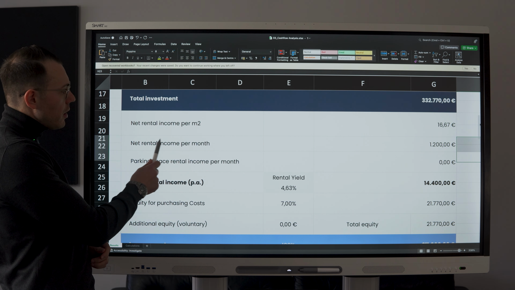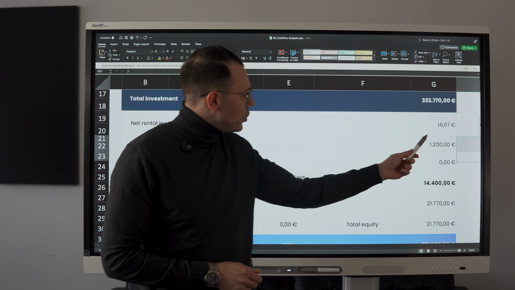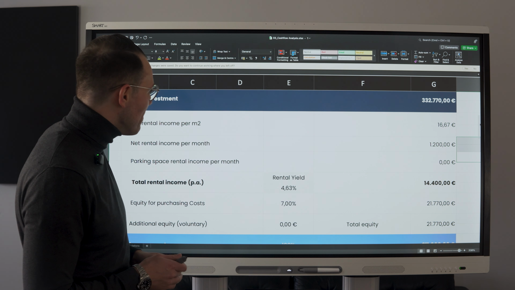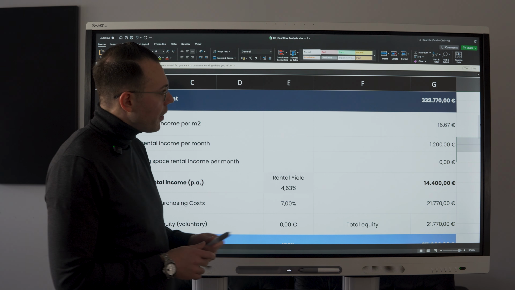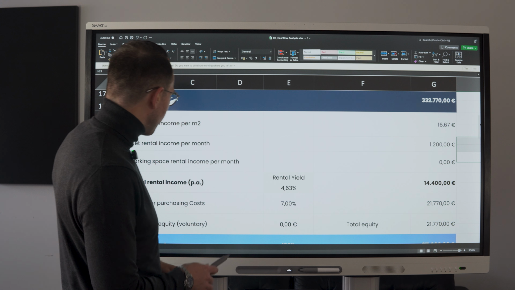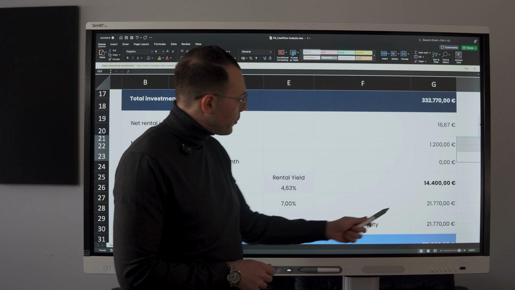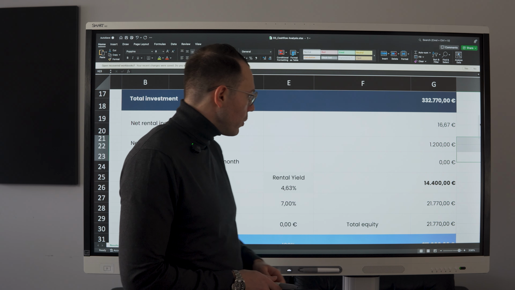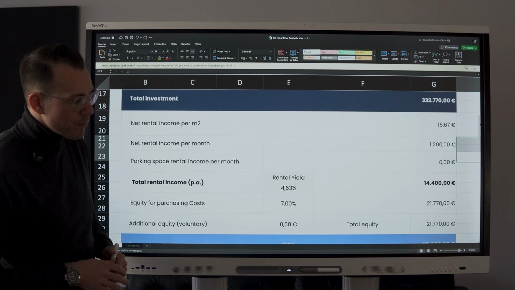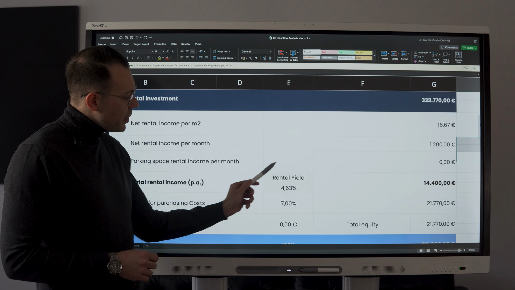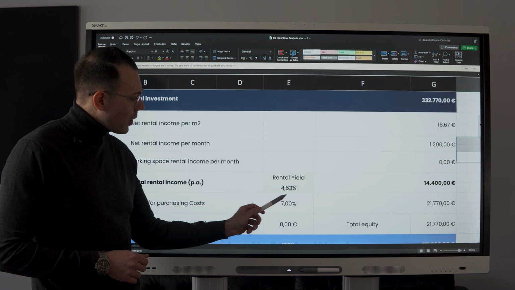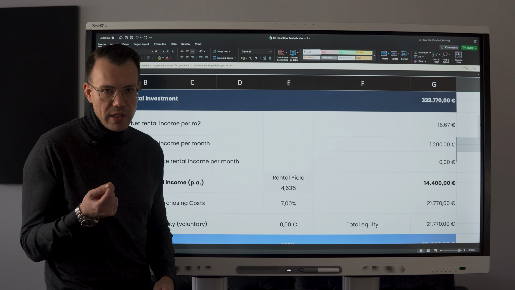We have net rental income per square meter of 16.67 euros. This apartment is already rented out, so these are real numbers. So net rental income per month would be 1,200 euros, which is always the cold rent. Okay. So annual rental income would be 14,400 euros, which leads to a rental yield of 4.63%. This is one of the most important numbers when it comes to real estate as an investment, because this describes how profitable this investment actually is.